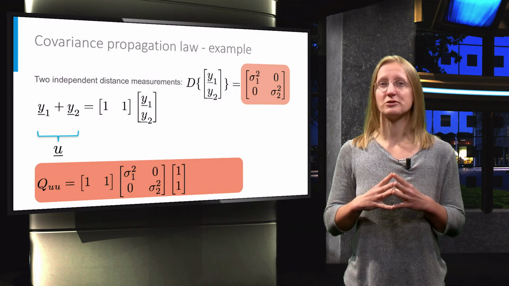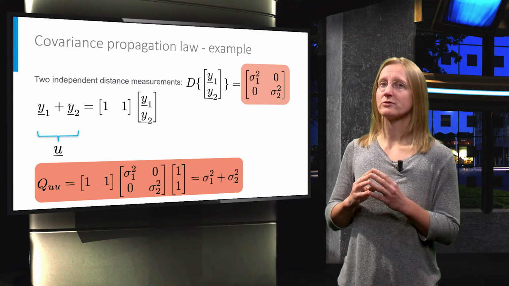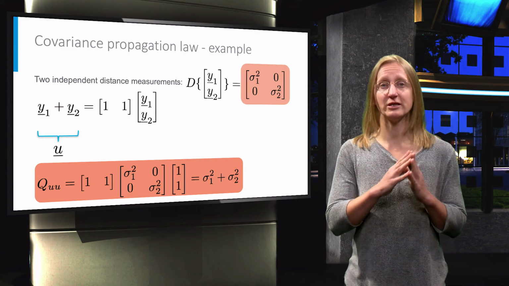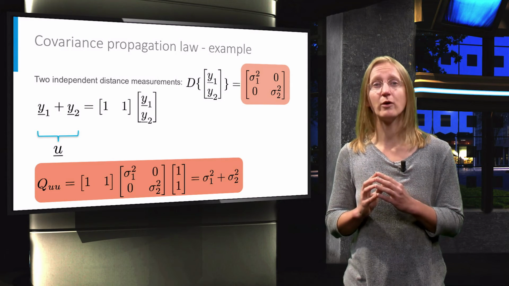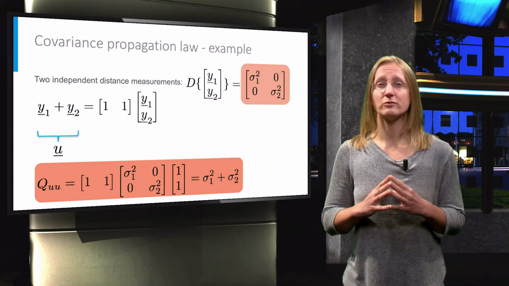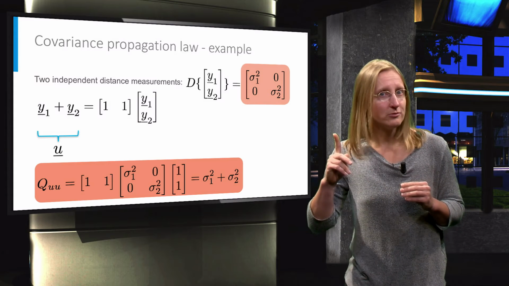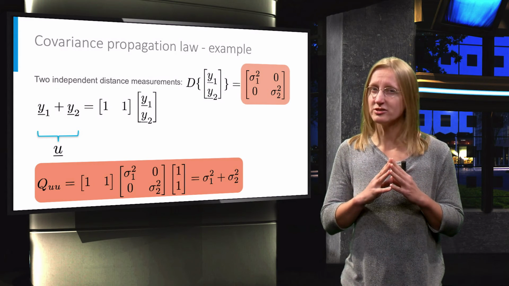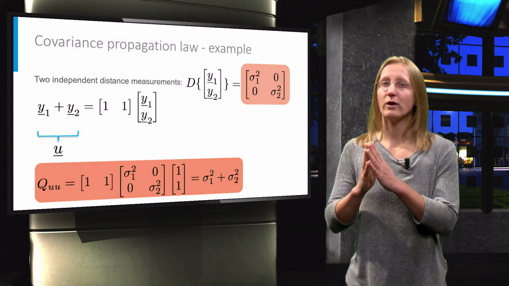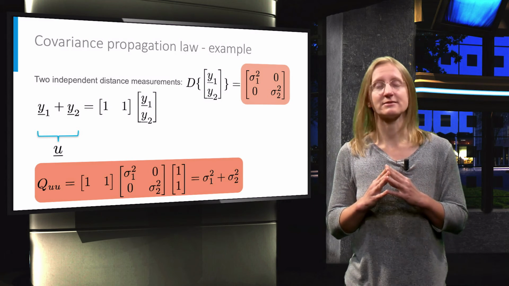Feel free to pause the video now to check the following result, showing that the result is equal to the sum of the individual variances of y1 and y2. Remember that you also obtained this result in the exercises. And also remember that the result changes in case y1 and y2 are not independent. You will see that again in the exercises.